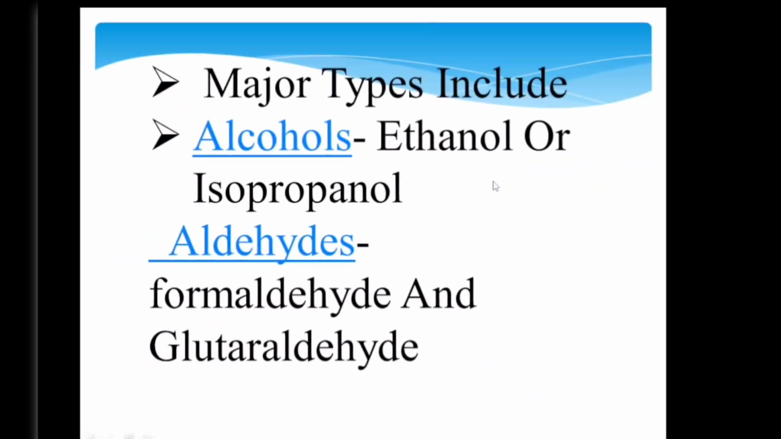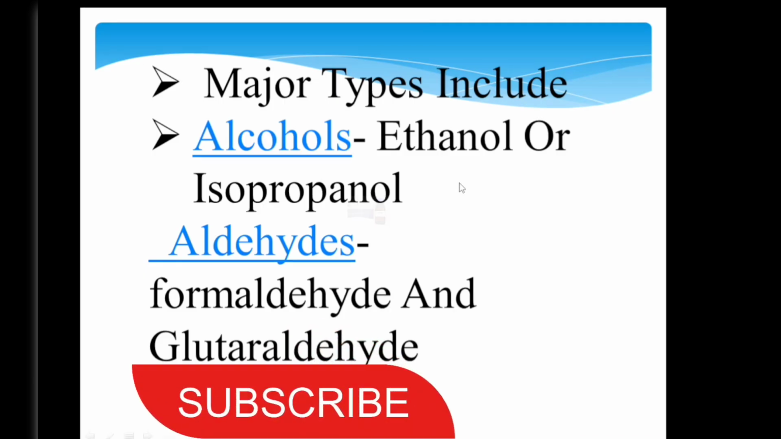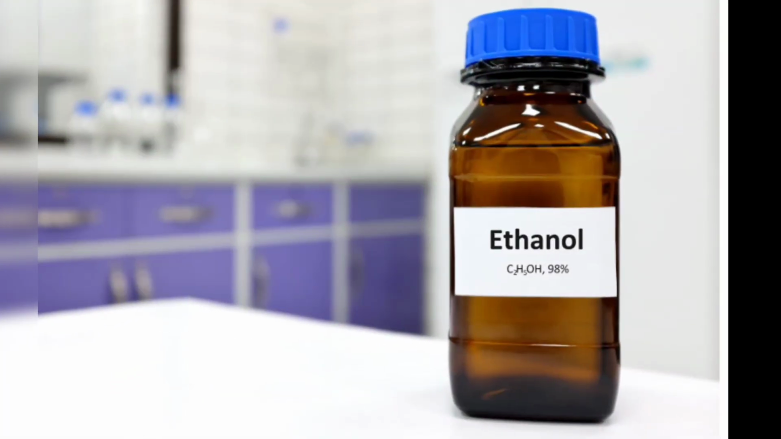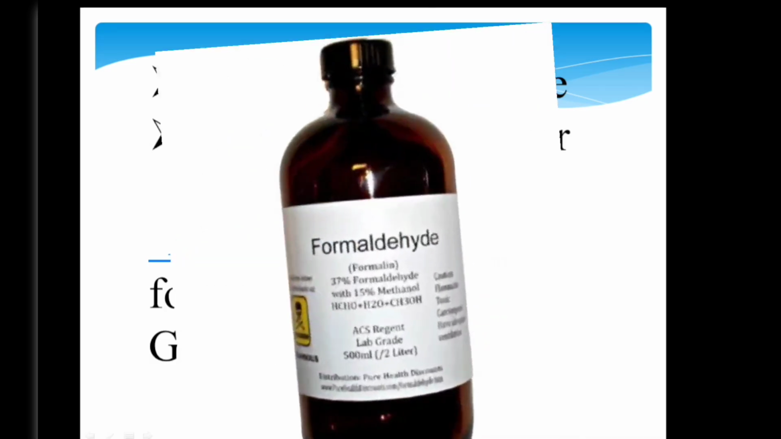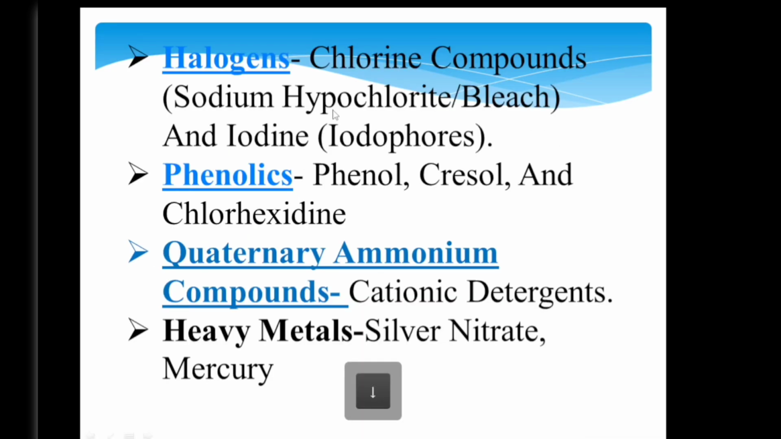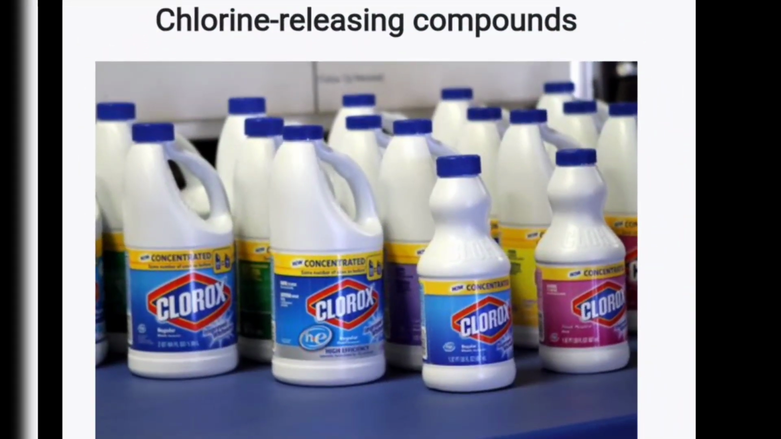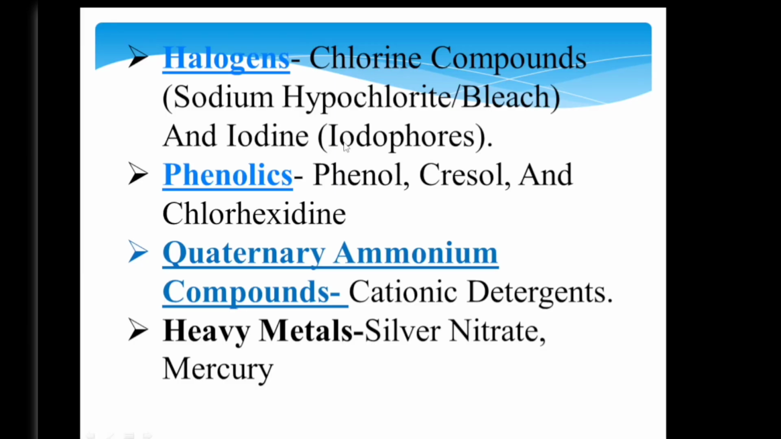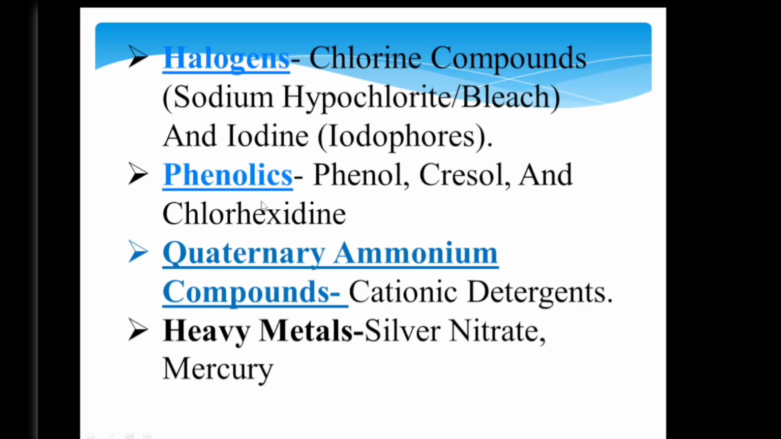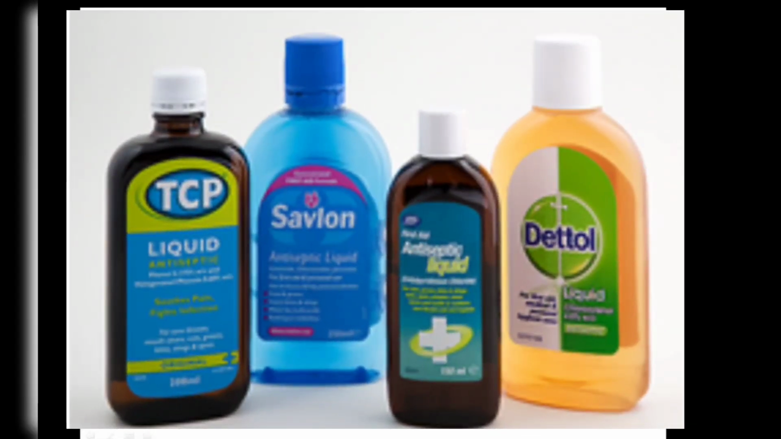So we can see the major types of disinfectants. Number one, alcohols. Examples are ethanol or isopropanol. Next is aldehydes. Aldehyde examples are formaldehyde and glutaraldehyde. Next disinfectant is halogens. Halogens are chlorine compounds and iodine. What are the chlorine compounds? Sodium hypochlorite solution, which we can also call bleach. Next is iodine. An iodine example is iodophore. Next disinfectant is phenolics. Phenolic examples are phenol, cresol, chlorhexidine.